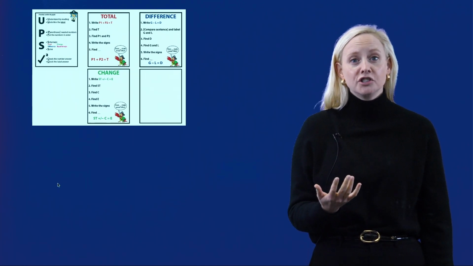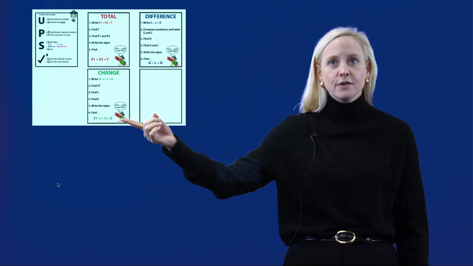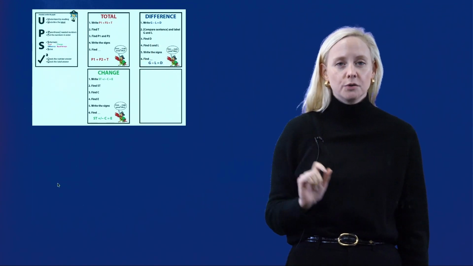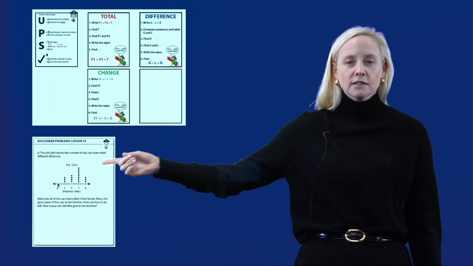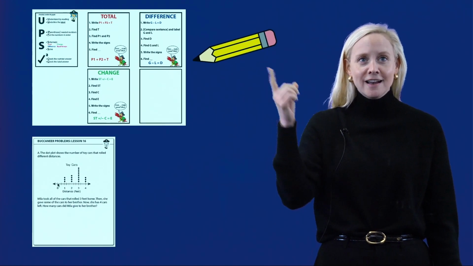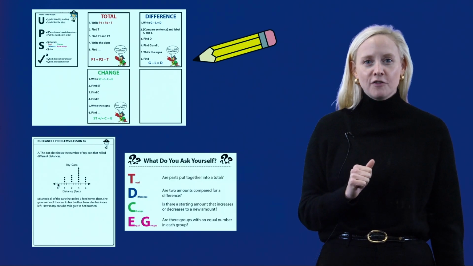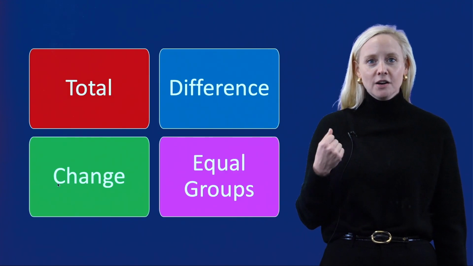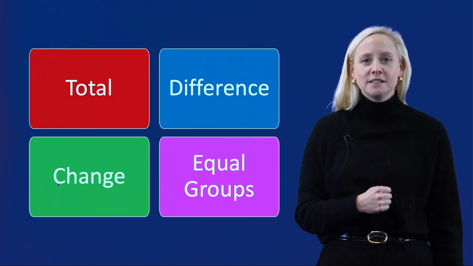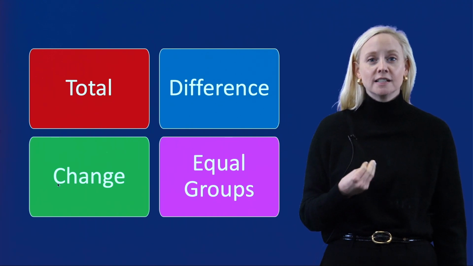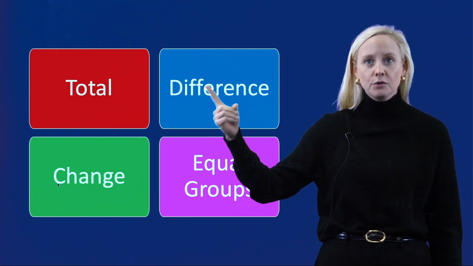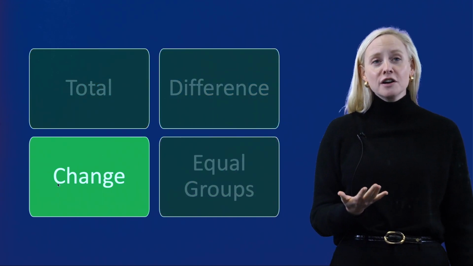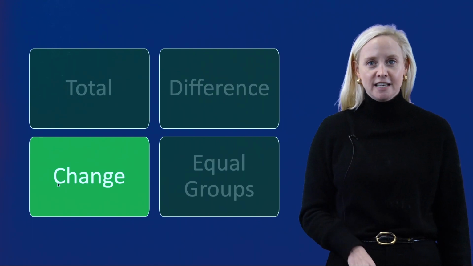First, we will need our large schema mat version 3. We have version 3 because this is when we introduce change problems, but we've already introduced total and difference problems. We also have our Buccaneer problem worksheet, a pencil, and our What Do You Ask Yourself poster, which will help students question and gesture. So here again we have 4 schemas in our multi-step word problem intervention that are focused on single-step word problems: total, difference, change, and equal groups. This video is focused on our third additive schema, or our change schema.